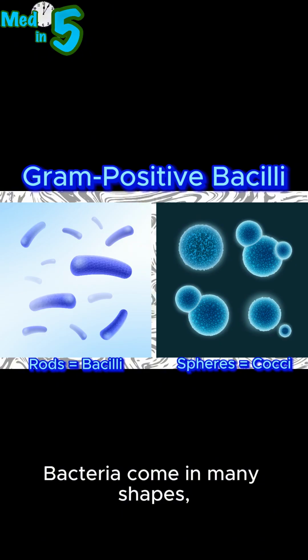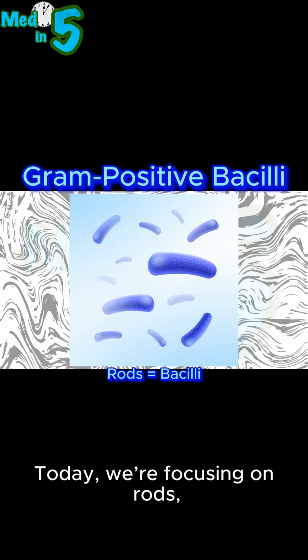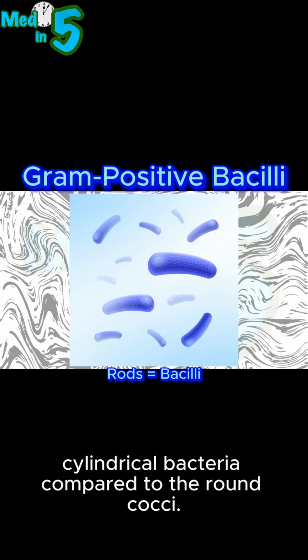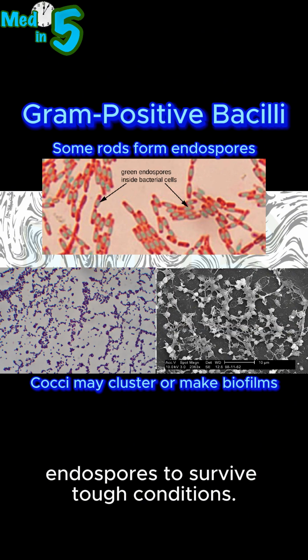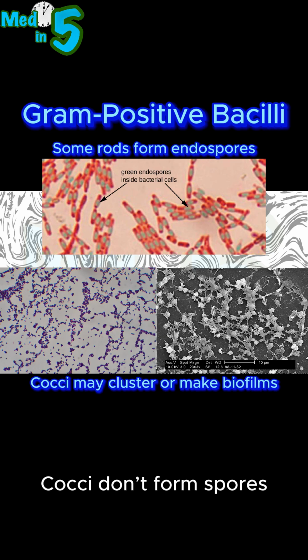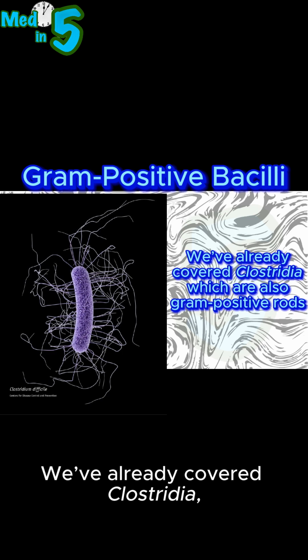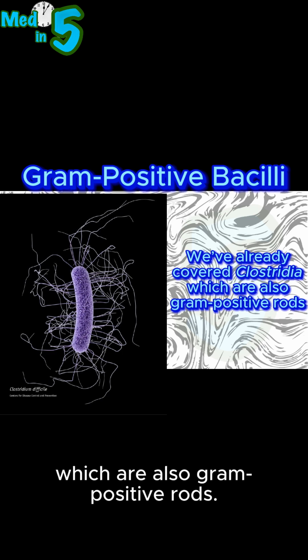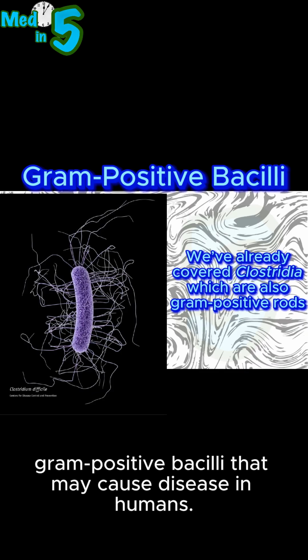Bacteria come in many shapes, but two common ones are rods, called bacilli, and spheres, called cocci. Today, we're focusing on rods, which are longer, cylindrical bacteria compared to the round cocci. Bacterial shape matters. Some rods form hardy endospores to survive tough conditions. Cocci don't form spores but may cluster or make biofilms. We've already covered Clostridia, which are also gram-positive rods. Now, let's look at 4 less commonly encountered gram-positive bacilli that may cause disease in humans.